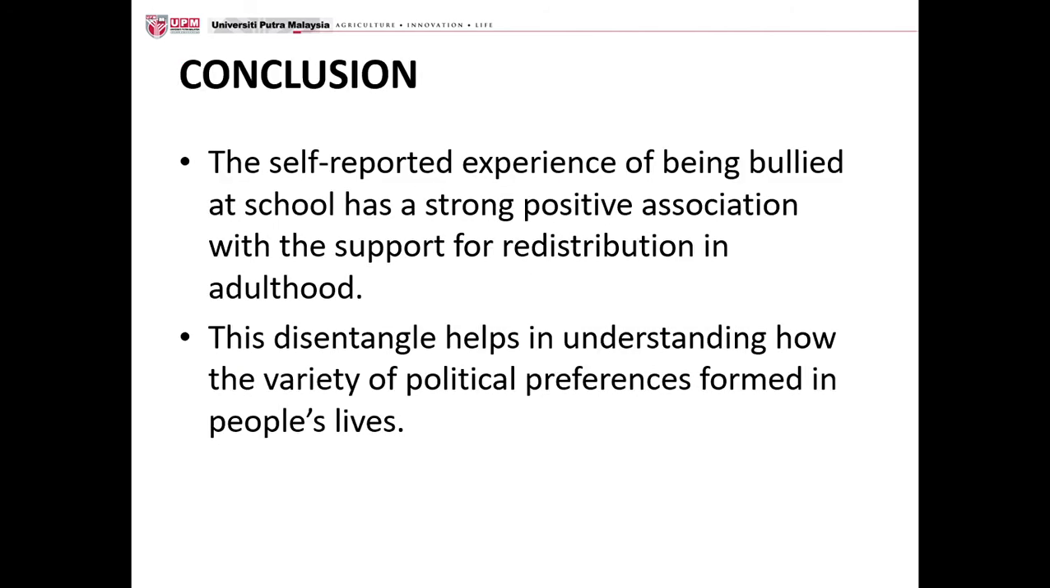So to conclude, the self-reported experience of being bullied at school has a strong positive association with the support for redistribution in adulthood. And the other factors that have been mentioned before, which are the socioeconomic, psychological, and other misfortune, only play a limited role for the political preference. So it gives strong support that the researcher's claims are correct, that school bullying gives positive support for redistribution in adulthood. And also this disentangling helps in understanding how the variety of political preferences form in people's life.